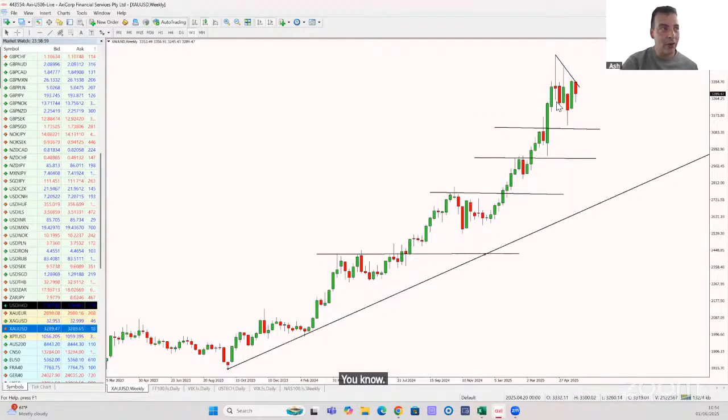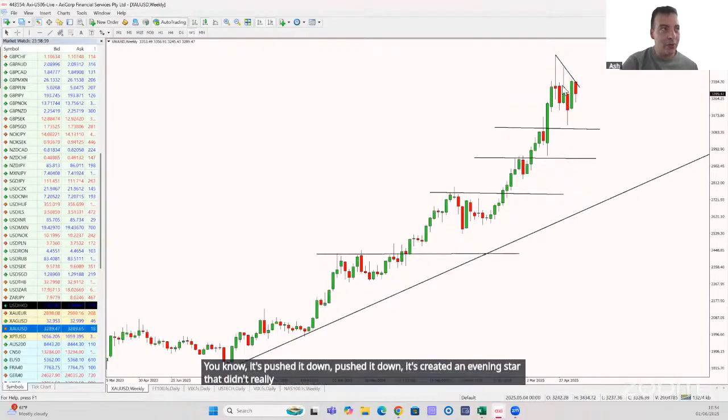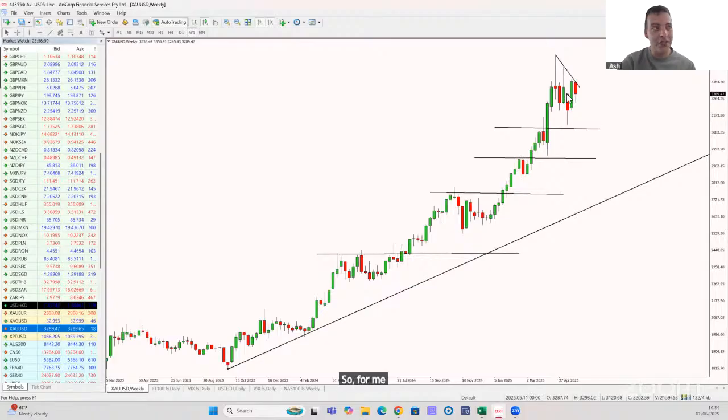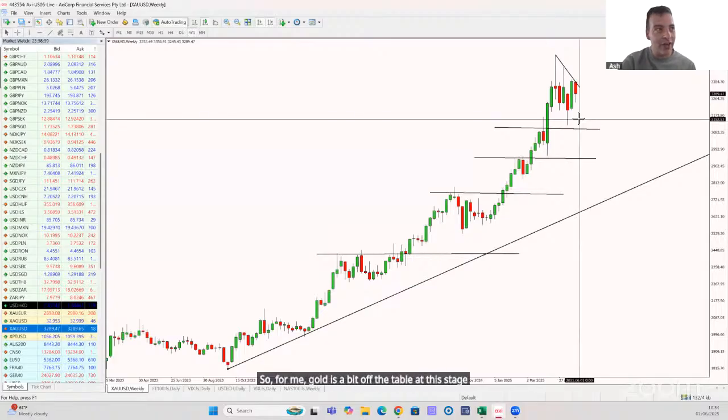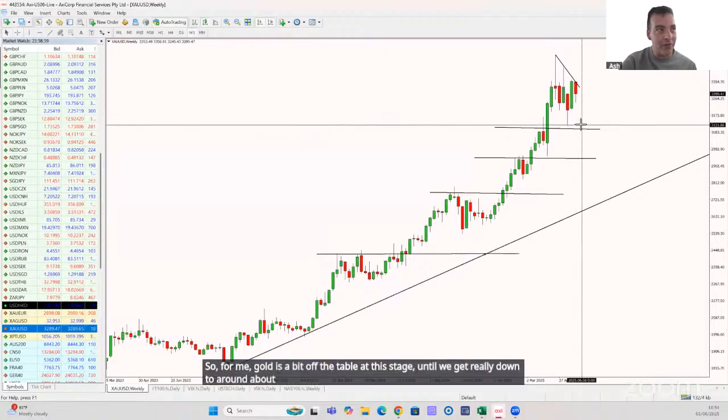It's pushed it down. This created an evening star that didn't really play out because the Bulls came in the week after, but they got pushed down again. So for me, gold is a bit off the table at this stage until we get really down to around about the 3,075 level.